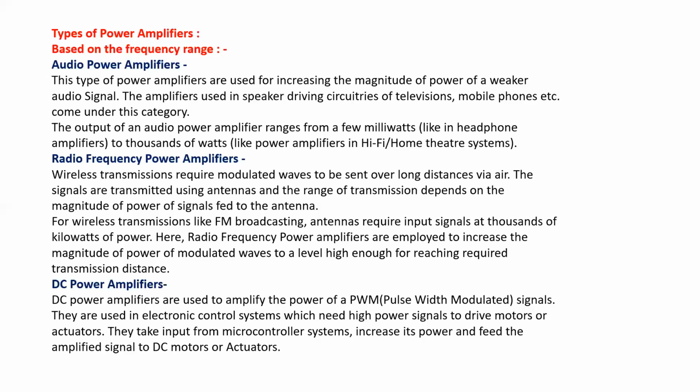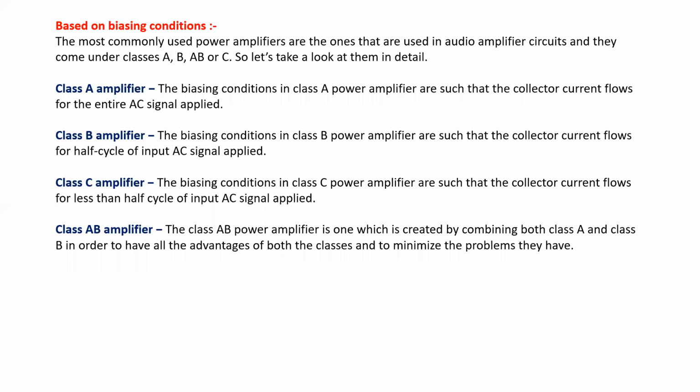or the actuators. The second type of classification of power amplifiers depends on different biasing conditions of the circuits which are used. Basically, they are classified as Class A amplifier, Class B amplifier, Class C amplifier, and Class AB amplifier. So let us go for Class A amplifier, which is the classification of biasing conditions.